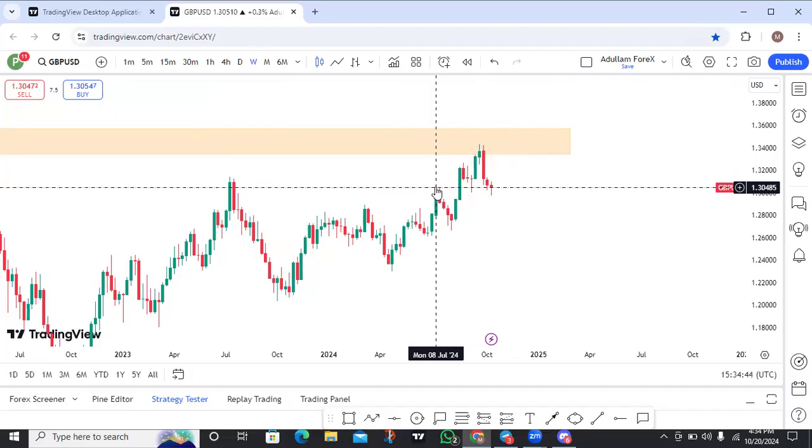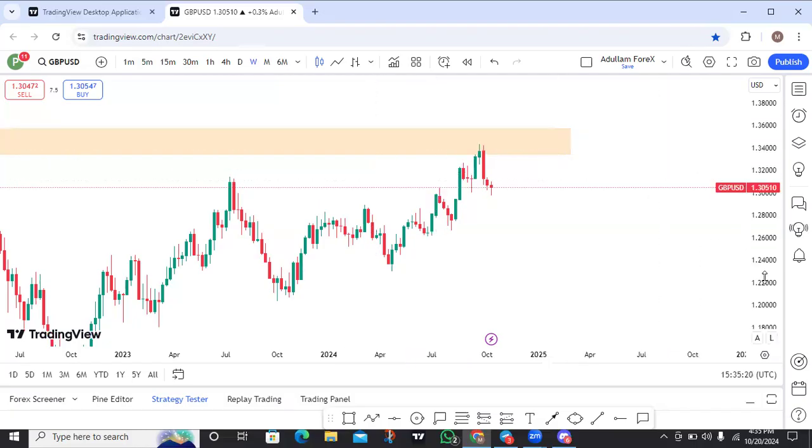So if a setup is coming from the monthly, your extra confirmation is not going to be from H4 because it's going to be noisy, or from H1. If you see a direct setup from the monthly, your extra confirmation is going to be from the daily time frame. If the setup is coming from the weekly, extra confirmation is going to come from H4. If the setup is coming from daily, extra confirmation is going to come from the H1. If the setup is coming from H4, extra confirmation is going to be M30, M15 time frame. That is how it works, right?